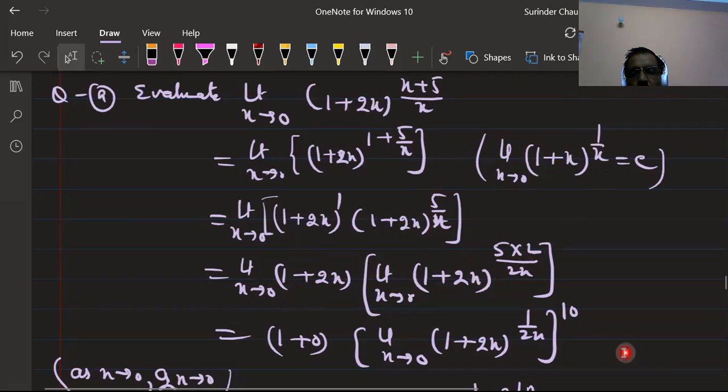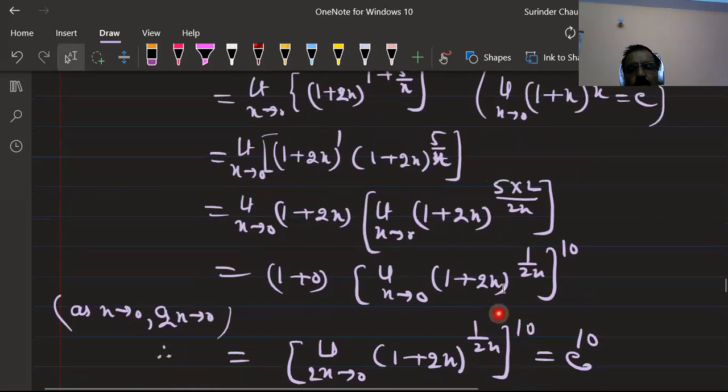This can also be written using the rule that a to the power m, to the power n, is a to the power mn, in reverse order. The limit as x tends to 0 of (1 plus 2x) to the power 1 upon 2x is equal to e. As x tends to 0, 2x also tends to 0, a very small number, and a very small number remains very small. Therefore, this is equal to e to the power 10.